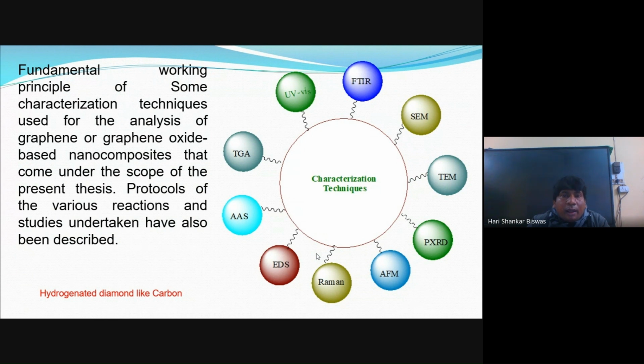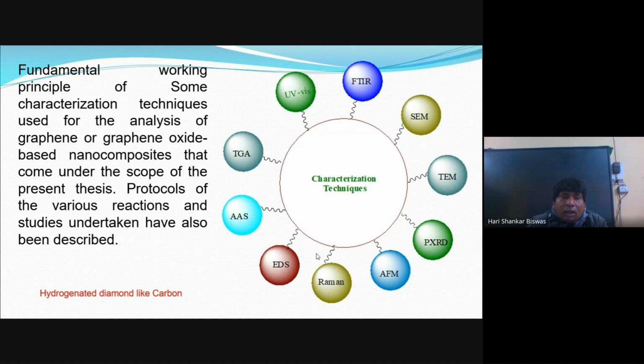I have used this type of instrument to characterize the material in various applications. So the fundamental working principle of some characterization techniques is shown here. I used them for the analysis of graphene or graphene oxide based nanocomposites that come under the scope of the present thesis. My thesis is also on that topic. And the protocols of the various reactions and studies undertaken have also been described by this picture.